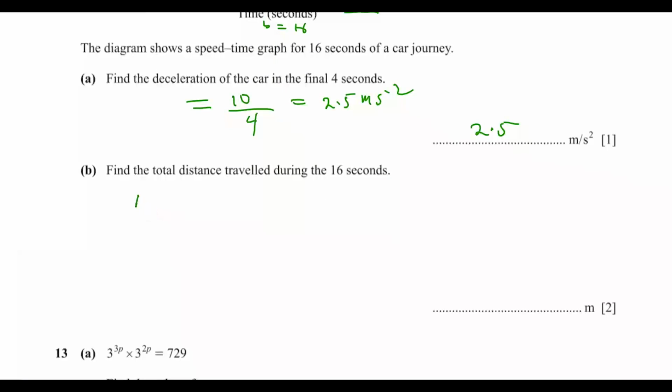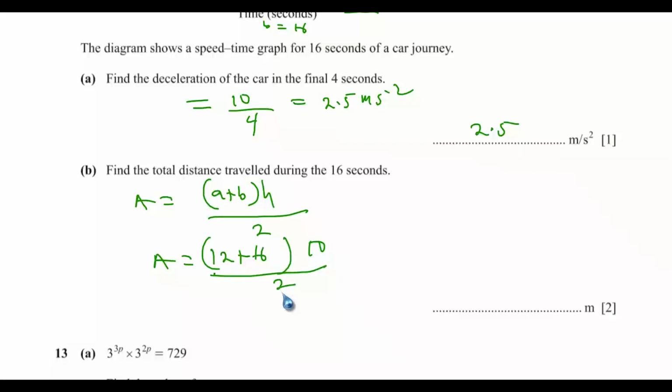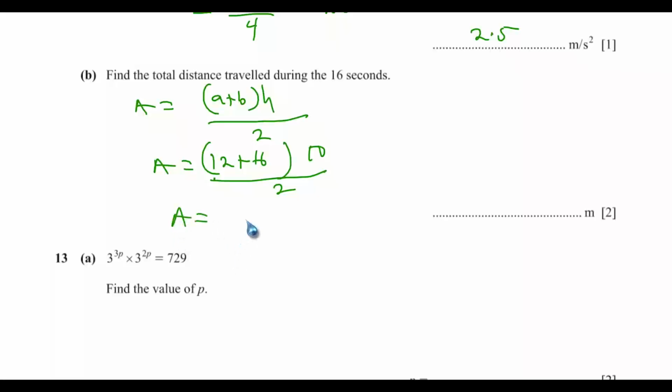So you can say that the area of a trapezium is equal to A plus B multiplied by H, everything over 2. We can substitute the values. We have 12 plus 16, times 10, divided by 2. When you add this together, this will be 28, then 2 here 1, 2 here 5. So you have 28 multiplied by 5. This will give you 140. That will be the total distance covered, 140 meters. So let's go to the next question.